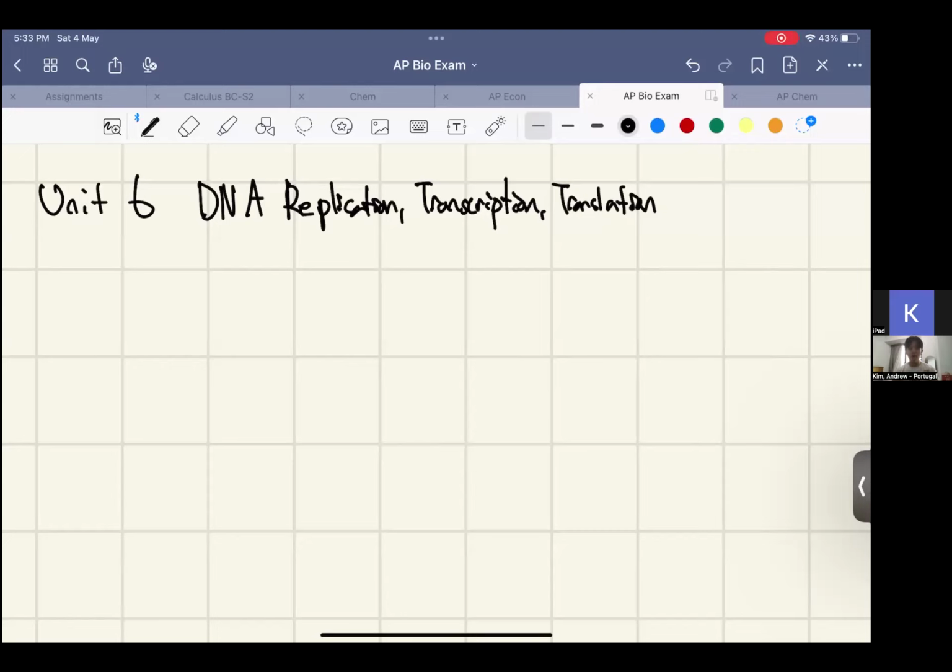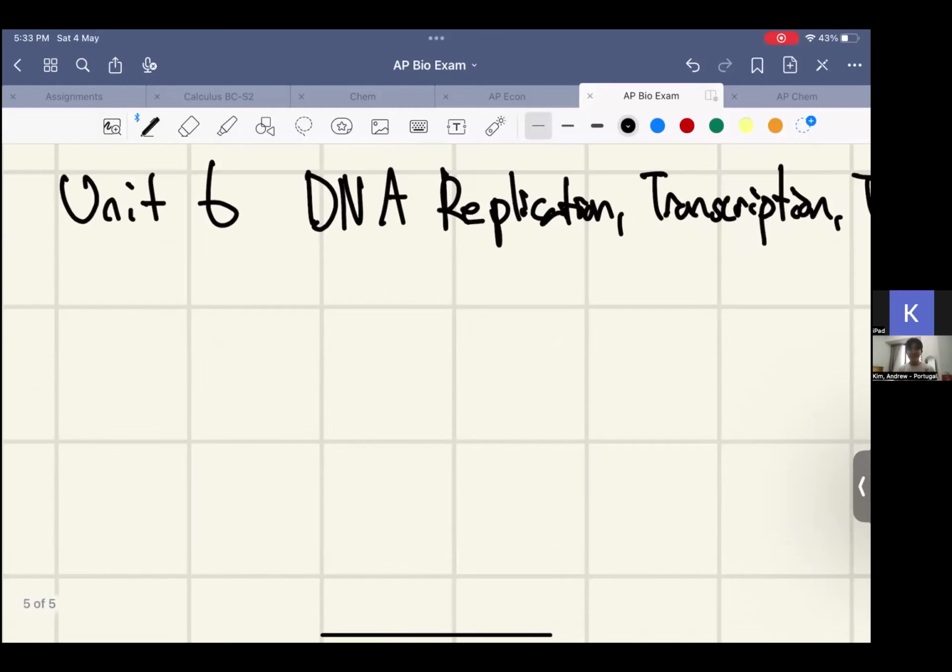Now, the 6th unit is about DNA replication, transcription, and translation. So now, let's move on to the very first part of this unit, which is DNA replication. Now, how does DNA look like?